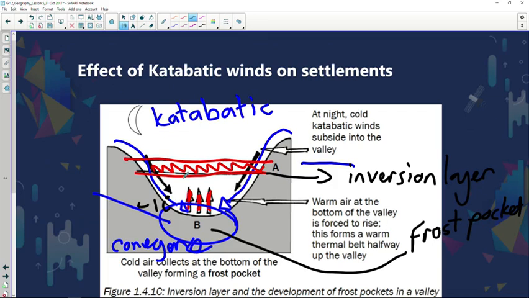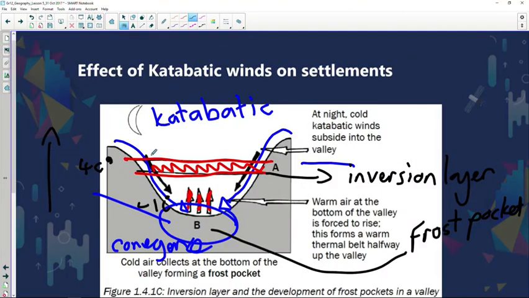Then, where the inversion layer is, the thermal belt, this area over here, we experience warmer temperatures of 4 degrees Celsius. Do you see the inversion? Now we're moving up with altitude. In theory, what needs to happen? The temperature needs to decrease with altitude.